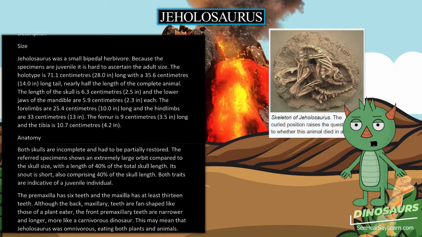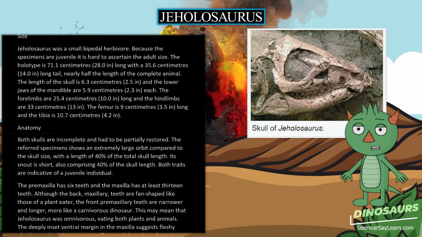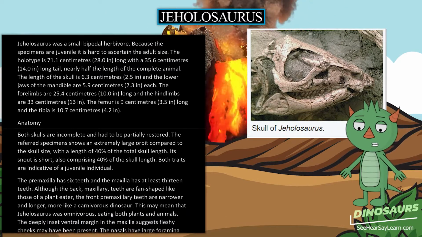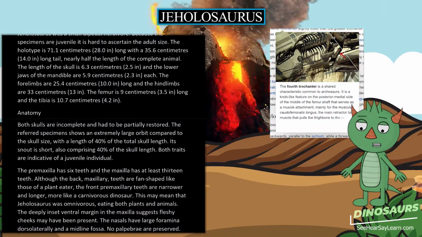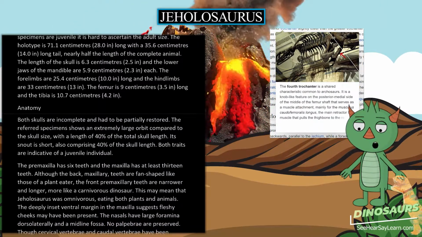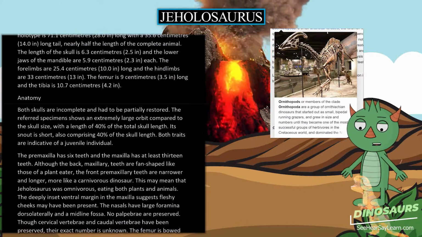Anatomy. Both skulls are incomplete and had to be partially restored. The referred specimen shows an extremely large orbit compared to the skull size, with a length of 40% of the total skull length. Its snout is short, also comprising 40% of the skull length. Both traits are indicative of a juvenile individual.